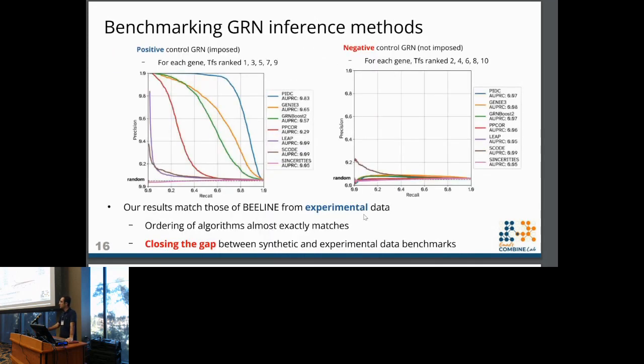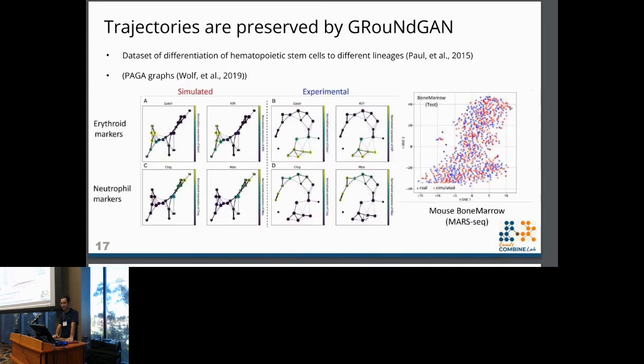And we use the same controlled setup of positive-negative control to benchmark numerous inference methods that were also present in the Beeline study. Our results pretty much exactly match the results from Beeline when it comes to how these GRN inference methods ranked. But our results were consistent with their results on experimental data and not with their results on synthetic data. So we can say that using GRouNdGAN, we have bridged this existing gap between synthetic data benchmarks and real data benchmarks.